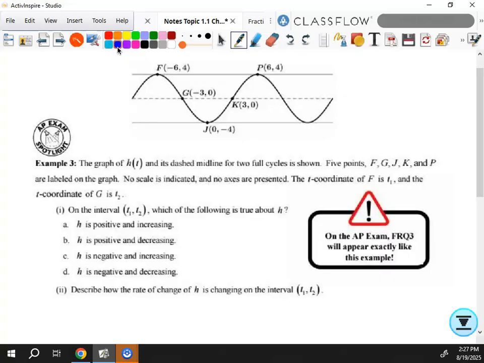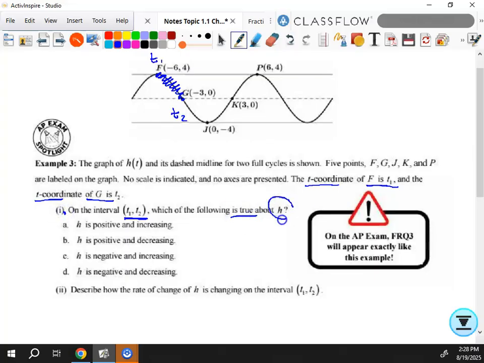So it says the graph of h of t and its dashed midline, don't know what that is yet, don't worry, doesn't matter, for 2 full cycles is shown. F, G, J, K, and P are labeled on the graph. No scale is indicated, no axes are presented. The t coordinate of F is T1, so I'm starting at F. This is T1. And the t coordinate of G is T2. So when it says this, that's an interval from T1 to T2. That just means I'm looking at that part of the graph. This says, on this interval, which of the following is true about H?